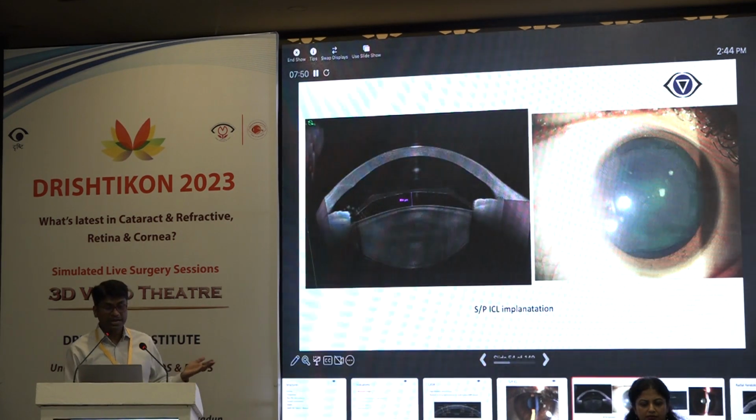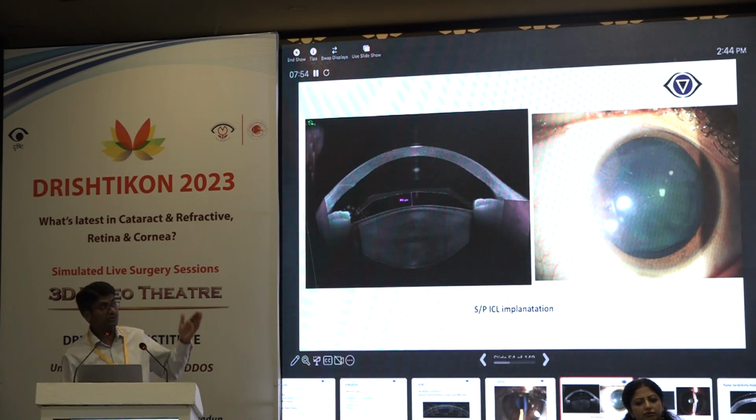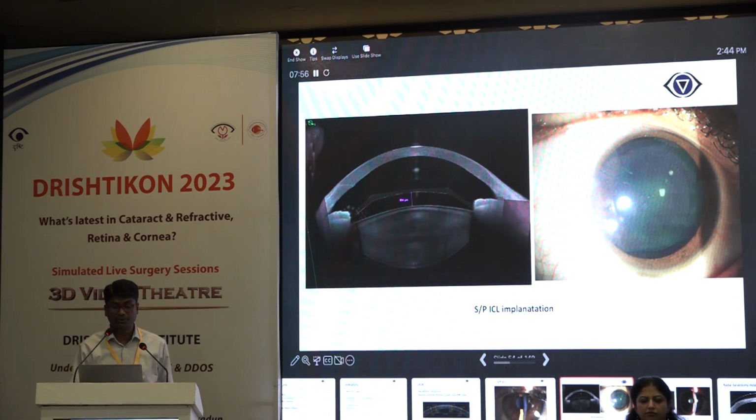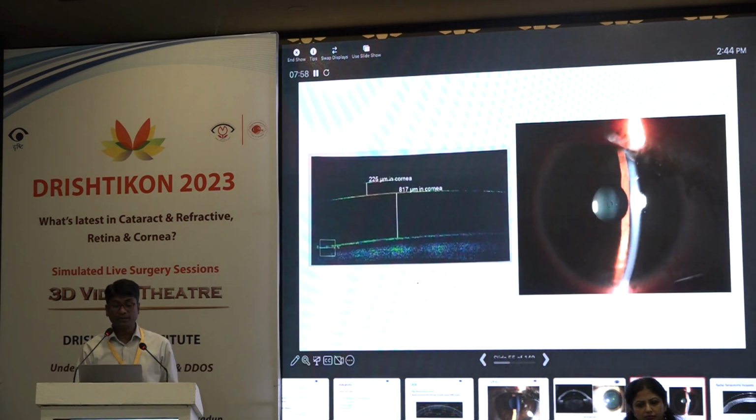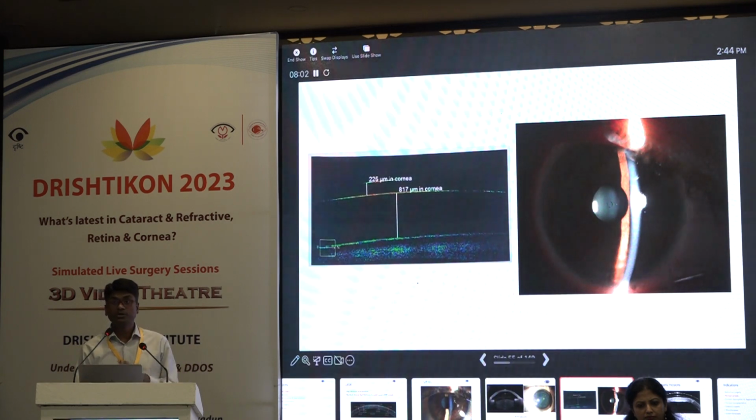So this is the anterior image. You can see the penetration is pretty good, even from the anterior surface of the cornea to the PC. You can see this is the vault, and this is the image using OCT. You can see what the vault is. If there is anything you want to change for the other eye, you can go ahead and do it.